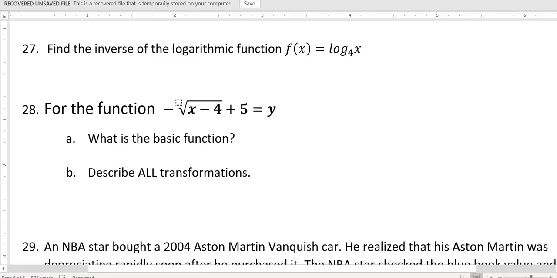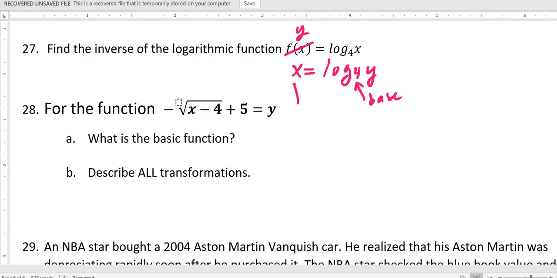Find the inverse of the log. So we know that this is a fancy way of saying y. To find the inverse, we swap the x and the y. Okay, then we label the parts, base. Okay, a log is another name for an exponent. So we're going to say 4 to the x is equal to y. But we don't want to solve for y when we're actually solving for the inverse.